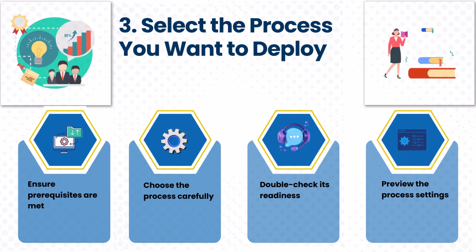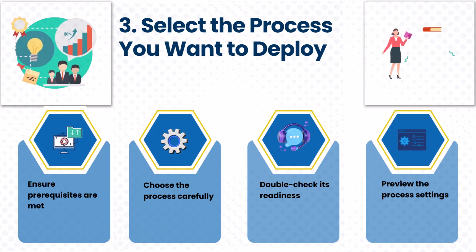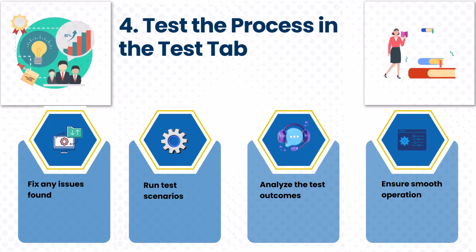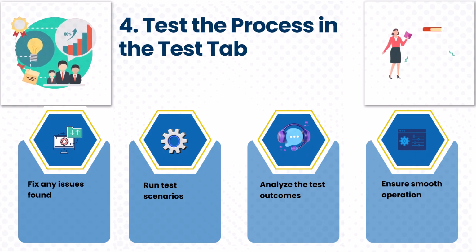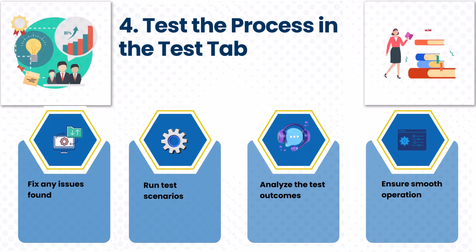Now, it's time to choose the process you want to deploy. Like picking the right suit for an occasion. Double-check that it's ready to shine and all requirements are good to go. No mismatched ties here. Testing is key. It's your chance to catch sneaky errors before they make you look bad. Treat this step like a dress rehearsal. Make sure everything runs smoothly and you're ready for the big show.